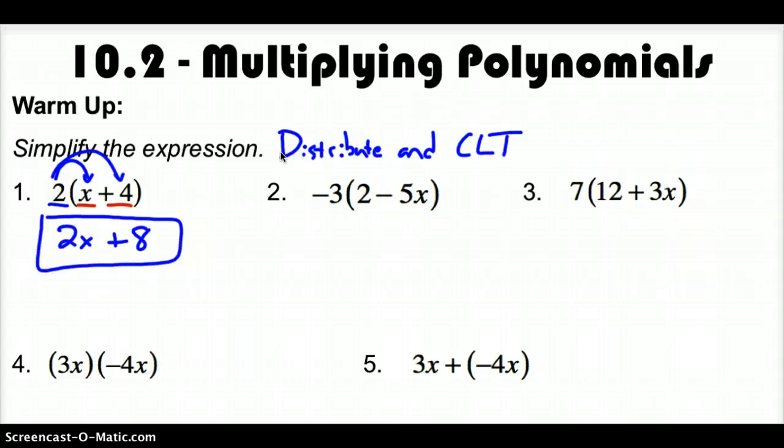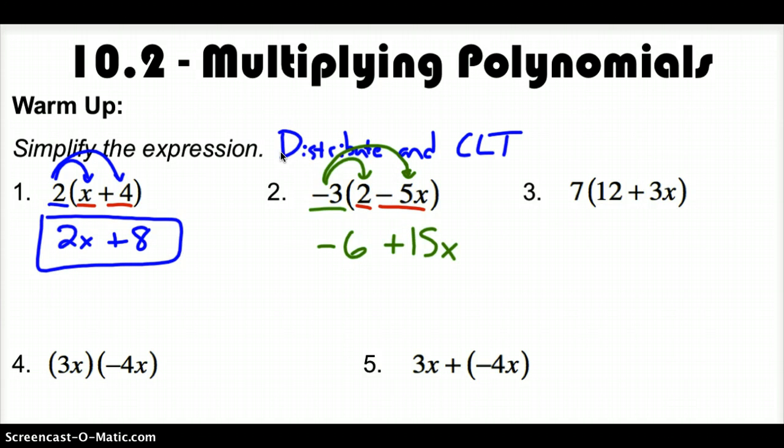And number 2, this time we have a negative 3 as our monomial that's being multiplied by our binomial. We have a positive 2 and then a negative 5x. Notice that the sign in front is going to be very important there, especially on that second term in the binomial. So I'm going to take this negative 3 and multiply it by my positive 2, and that gives me a negative 6. And then I take the negative 3, multiply it by a negative 5x, and that gives me a positive 15x.